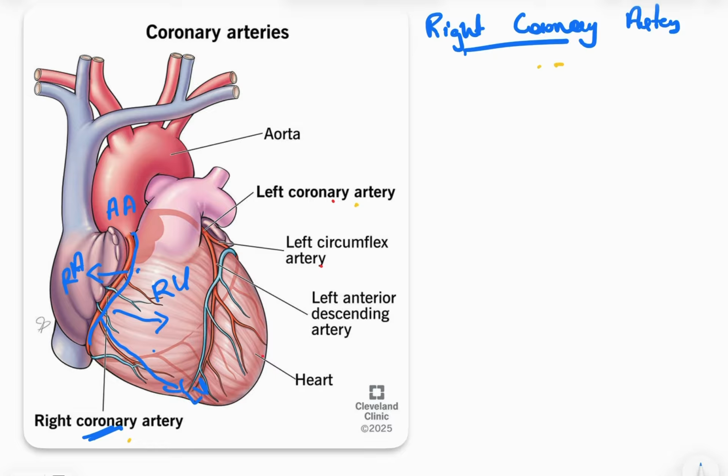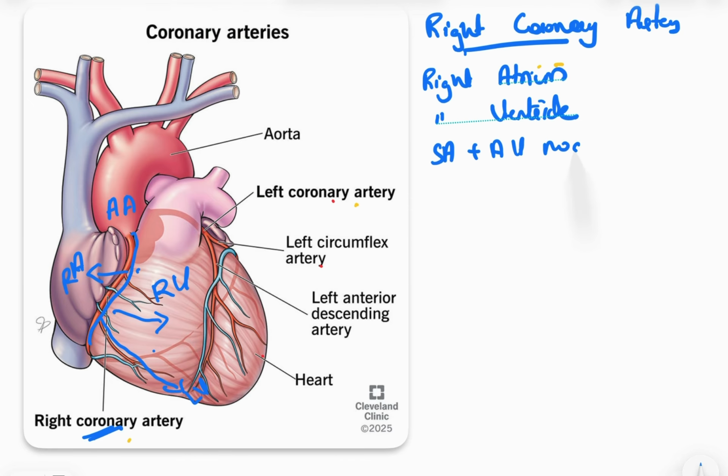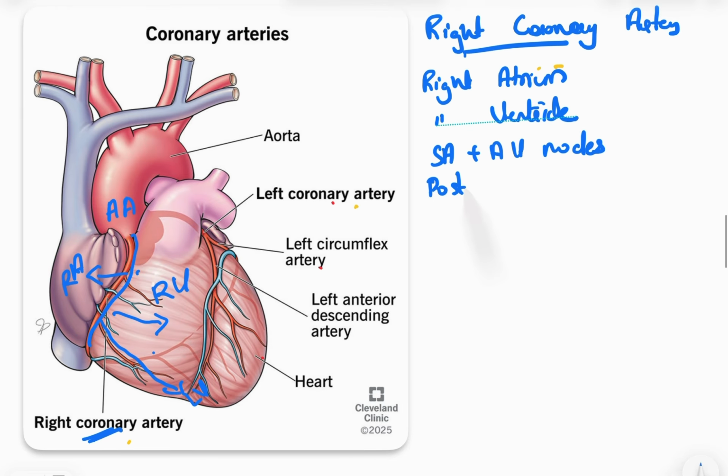So you can write it down. The right coronary artery supplies the right atrium, right ventricle, SA and AV nodes, and posterior septal walls. Okay, so this is the blood supply coming from the right coronary artery.